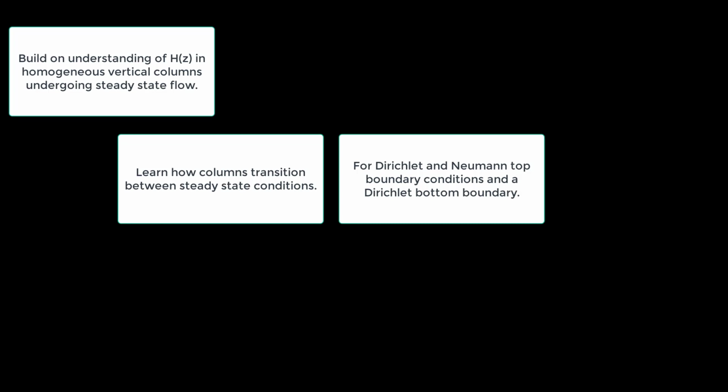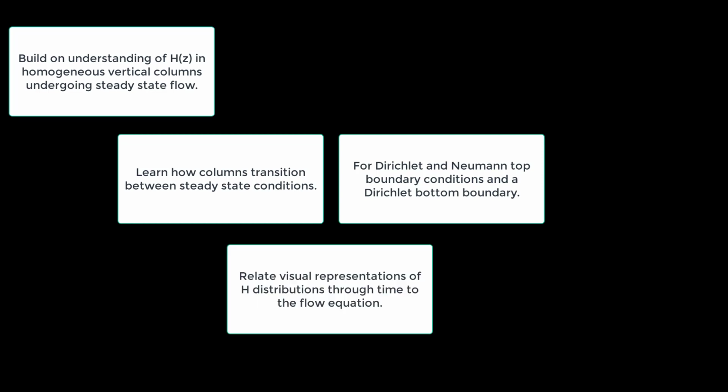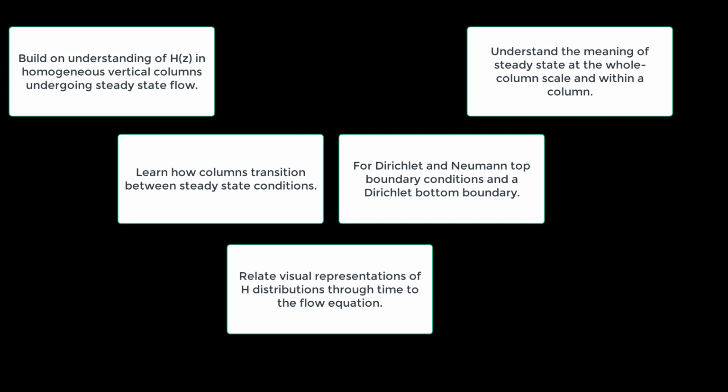And in particular, we'll look at two types of boundary conditions, a type 1 Dirichlet and a type 2 Neumann boundary condition. The challenge for these lectures is to have you make the connection between the head distributions through time, those transients, and the flow equation, so you can connect the visual representation with the mathematics. Ultimately, what we're looking for is a better understanding of what steady state and transient mean at the whole column scale and locally within the column.